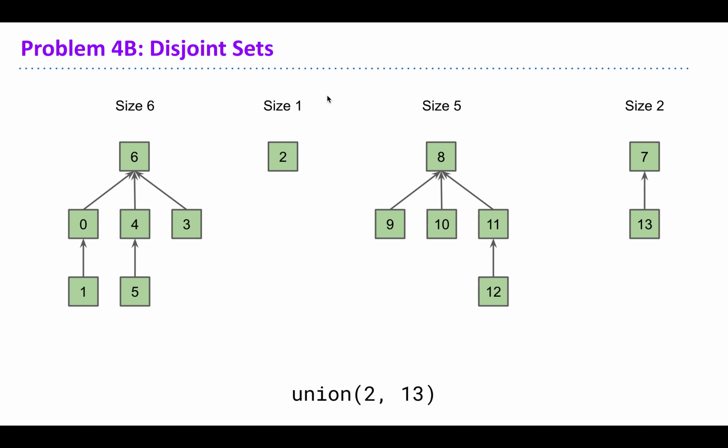So we start off with a disjoint set that consists of these 4 little mini sets here. One with size 6, size 1, size 5, size 2. So we always keep track of the size and also the elements in that disjoint set. Sorry, 1 second. I'm going to take a sip of water.